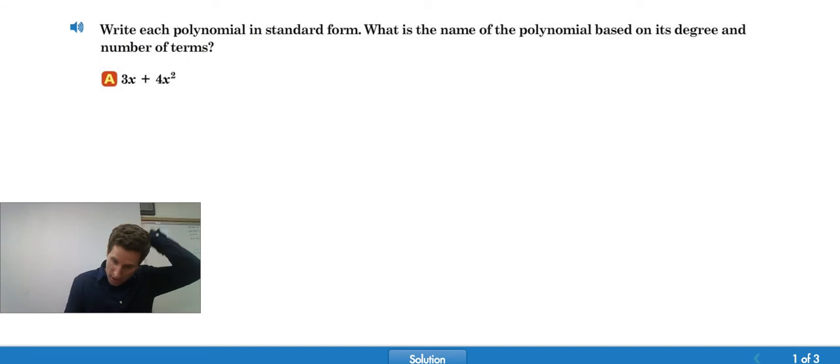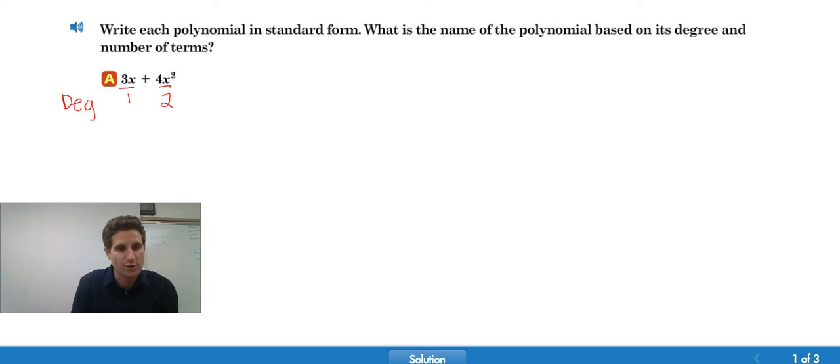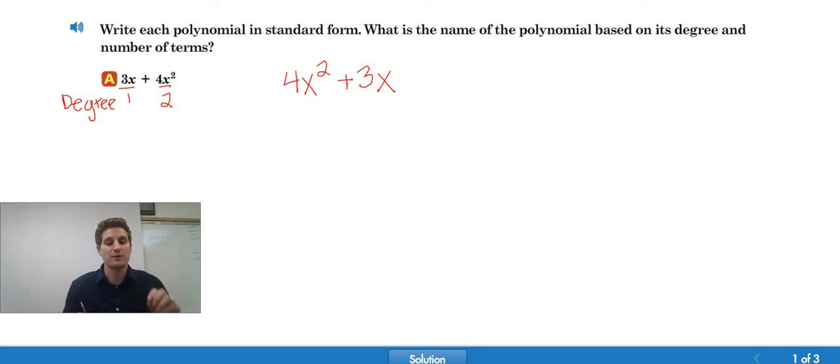So first of all, I want to go ahead and put the highest degree first. This has a degree of 1 and this has a degree of 2. So I need to rewrite this with 4x squared in the front and the 3x in the back. So now we're in the correct standard form. And then we want to say, okay, how many terms do we have? 2 terms. So we look up on our little chart, and it would be under binomial.